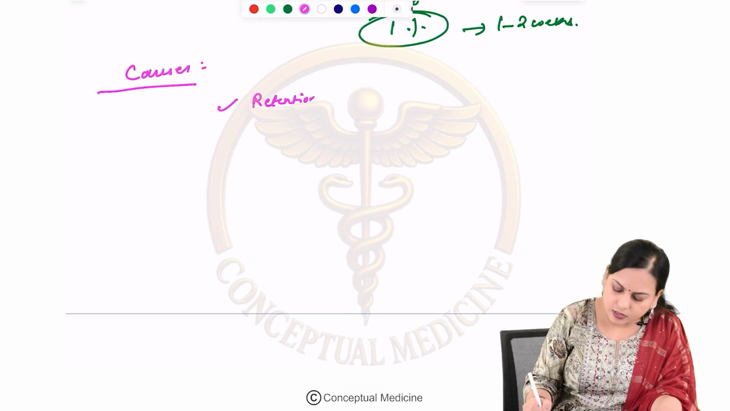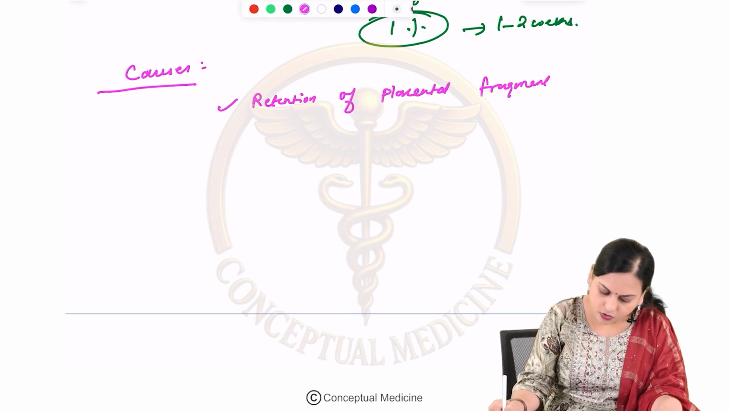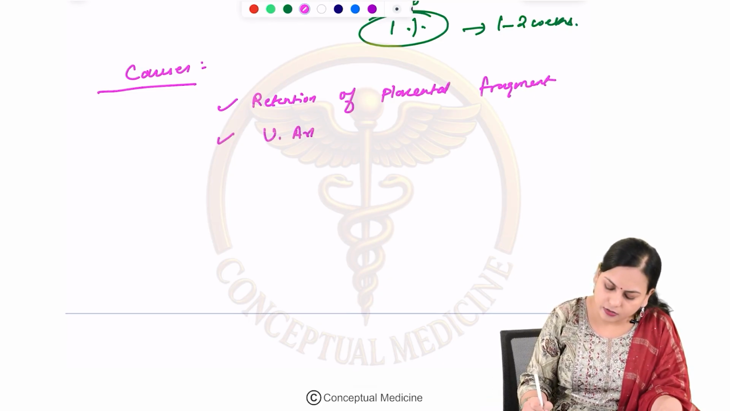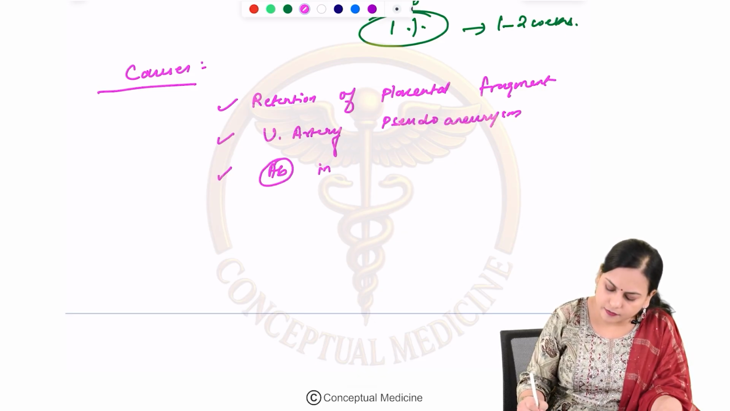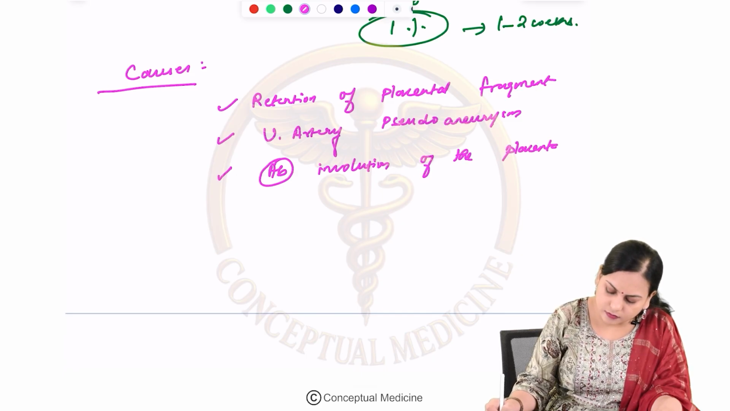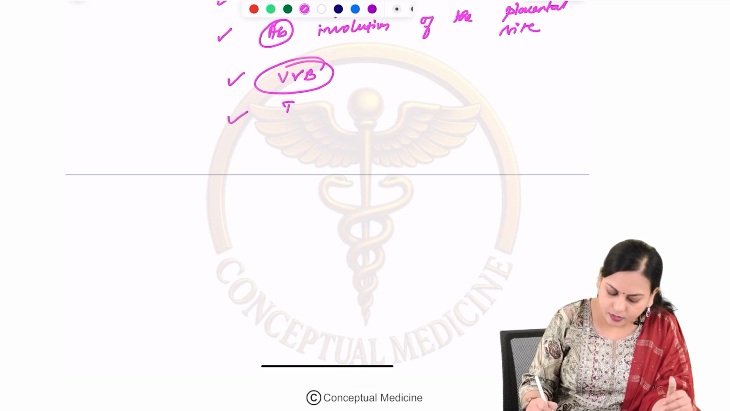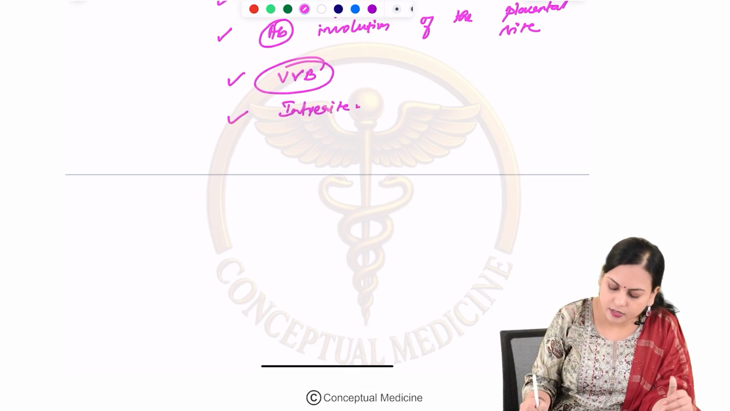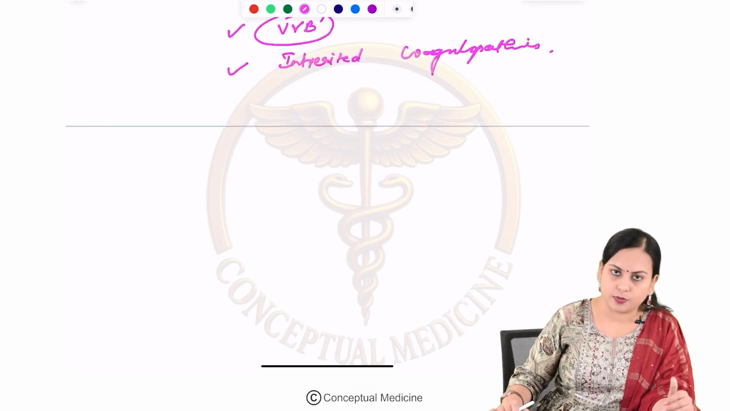If you ask me what may be the causes of the secondary PPH, there can be retention of placental fragments, or a uterine artery pseudoaneurysm. There can be abnormal involution of the placental site. There can be chances of von Willebrand disease also, and any other inherited coagulopathies. All these things should be checked if there is a case of secondary PPH.